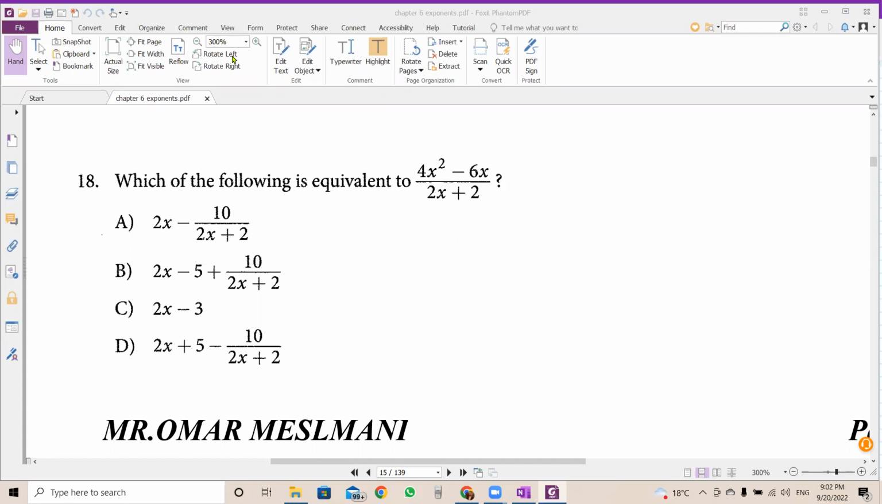It's 2x squared minus 3x. This doesn't work, because you have 4x squared and 6x, so the greatest common factor is going to be 2x. No, look at the one under. You can't take 2x, so you won't be able to simplify. Just take 2.